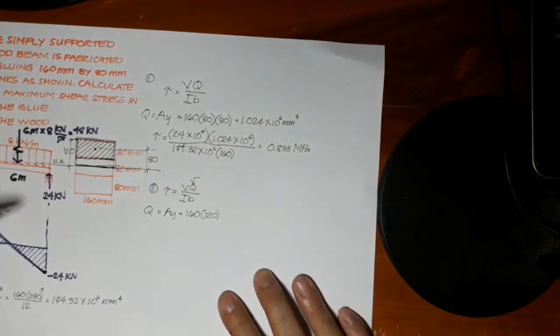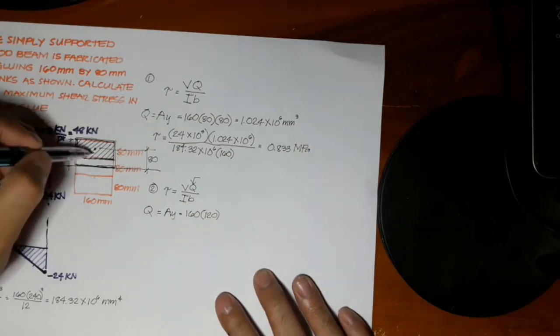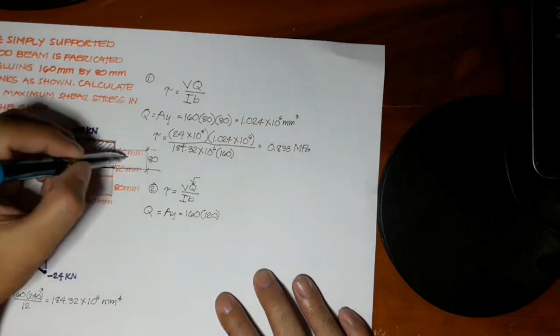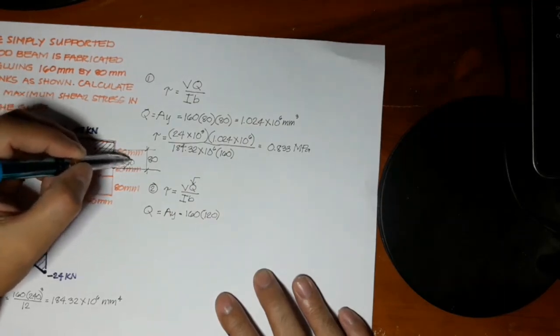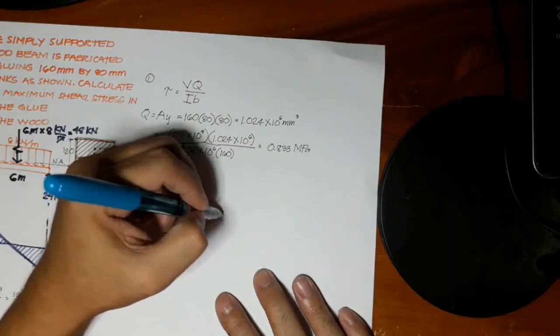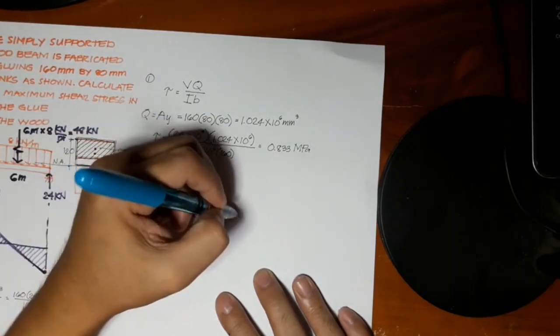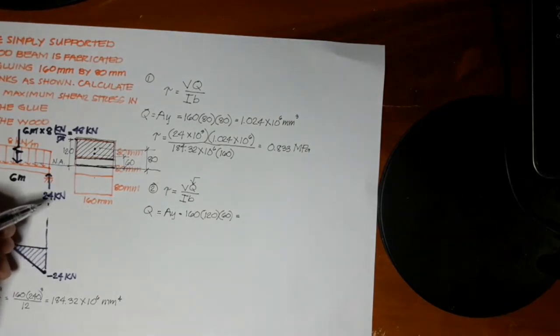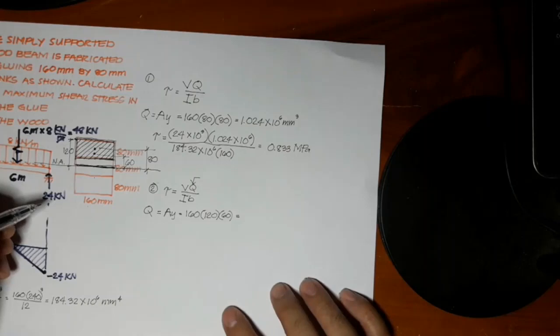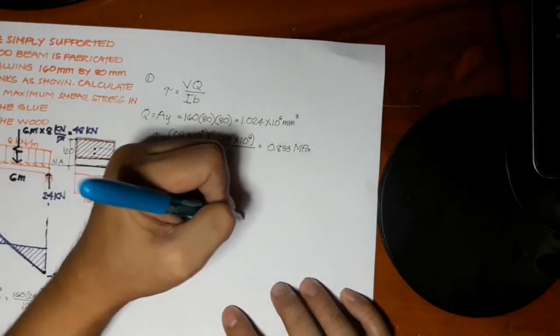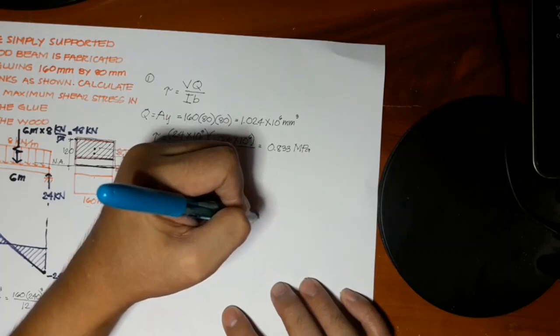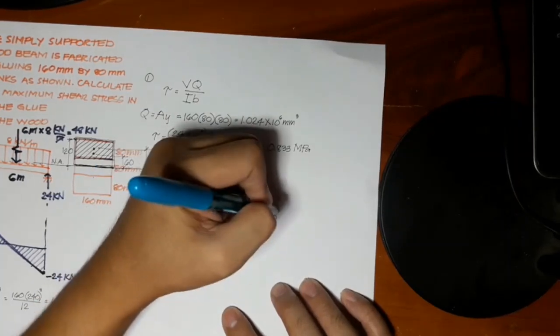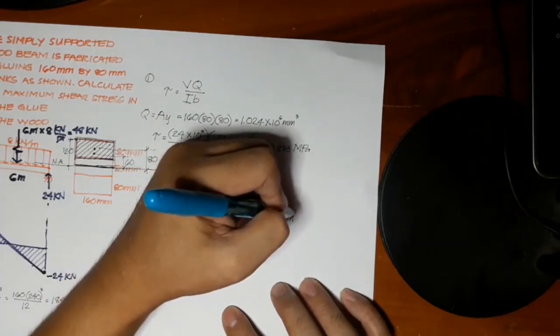And the y is the distance from the centroid of that area to the neutral axis. Now the centroid of 120 is here, and this has a value of 60. So multiply it by 60, and you will have Q equal to 1.152 times 10 to the 6th power mm cube.